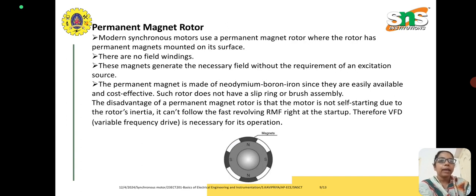And next is the permanent magnet rotor. Modern synchronous motors use this rotor, where permanent magnets are mounted on its surface. There are no field windings. The magnets generate the necessary field without the requirement of an excitation source. The permanent magnet is made of neodymium iron boron since it is easily available and cost effective. Such a rotor does not have a slip ring or brush assembly. The disadvantage is that the motor is not self-starting due to the rotor's inertia, and therefore a VFD, variable frequency drive, is essential for its operation.